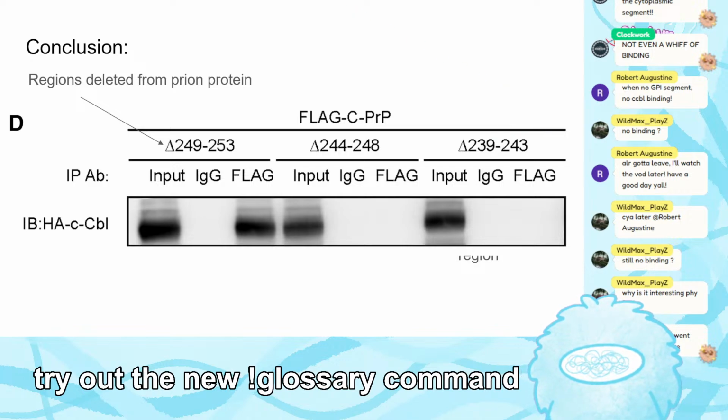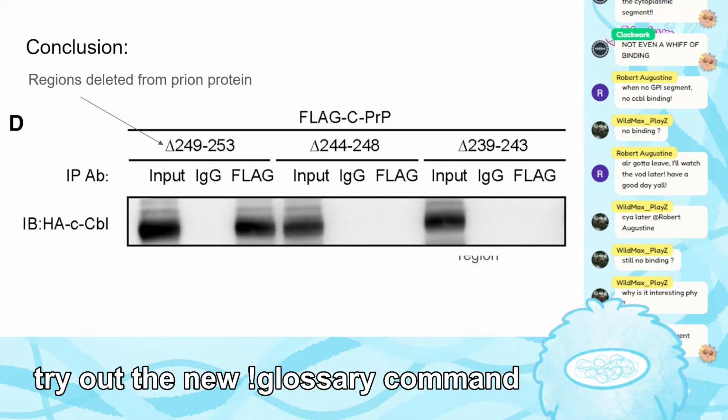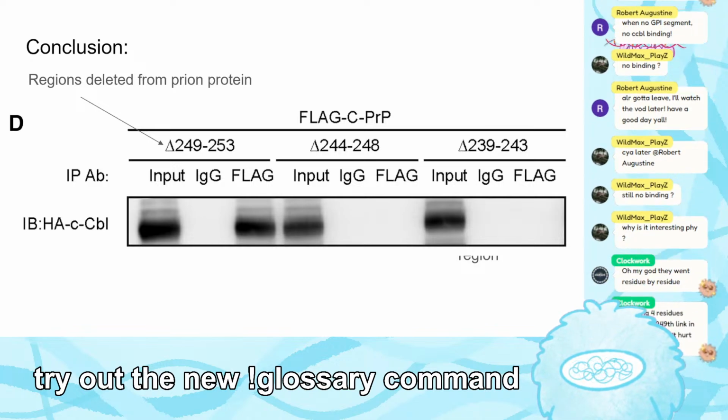So what can we conclude from here? Wildmass asks, why is it interesting, Phi? It's interesting because GPI regions might have a shared function. I'm not a GPI expert. I'd never heard of them until this prion paper, but it shows that the function of being a GPI region is not what allows the binding to happen. It's actually specifically the shape of the prion protein at that region that really matters.